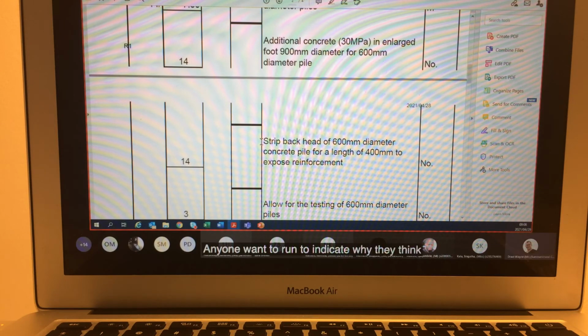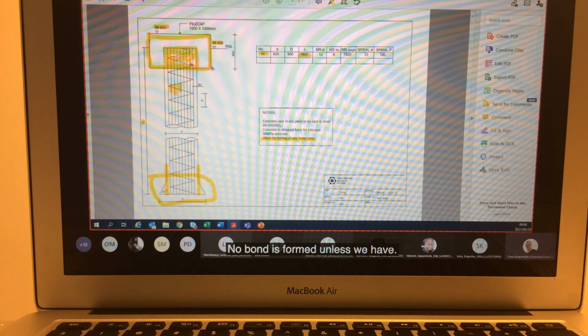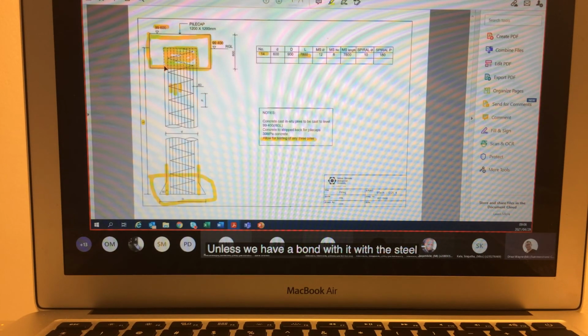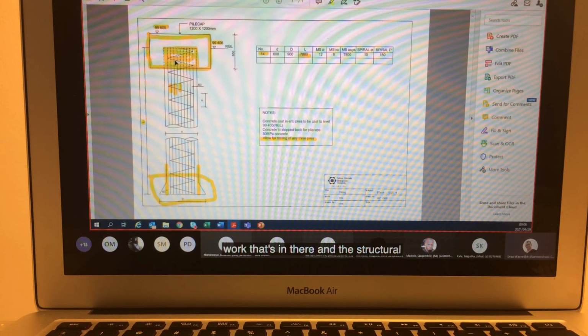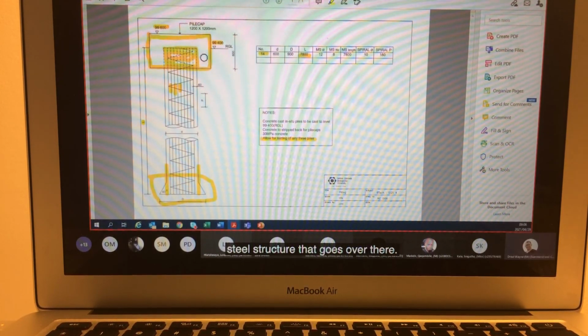Anyone want to indicate why they think that the reinforcement needs to be exposed? I think for you to be able to tie in, if you need to extend your reinforcement maybe for the pile cap, if you need to tie into the pile reinforcement. Absolutely, Madolo. That is absolutely correct. Because we know, and we've learned through our previous 3 years of study, that no bond is formed unless we have a bond with the steel work that's in there and the steel structure that goes over that.